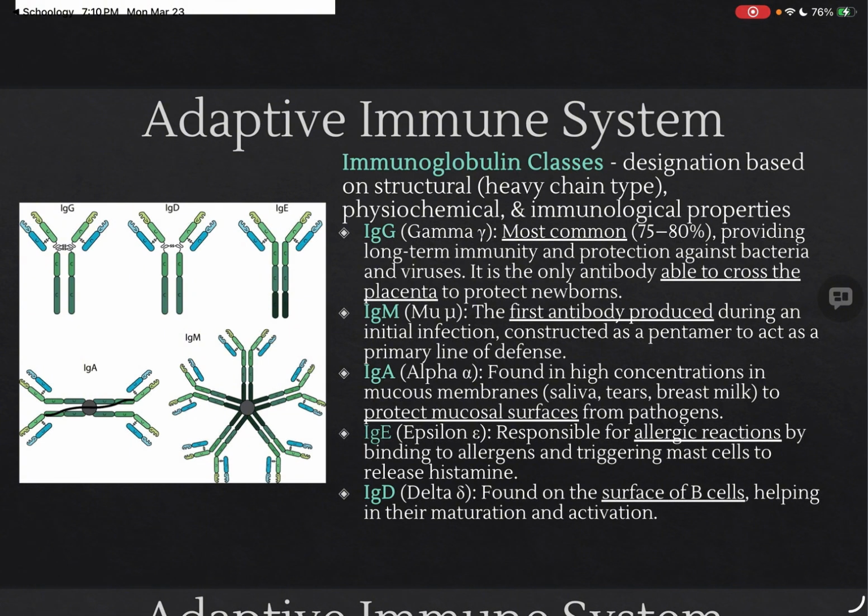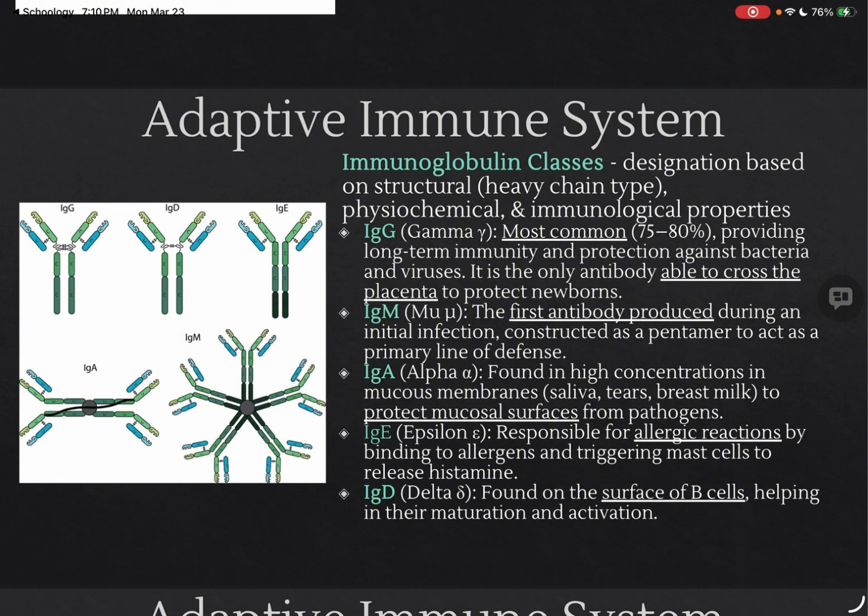Our IgG is the most common, and it provides long-term immunity and protects against bacteria and viruses. It is the only antibody that is able to cross the placenta, which means it's the only one that's able to protect newborns. Our IgM is the first antibody produced during an initial infection, and it's constructed as a pentamer to act as a primary line of defense.